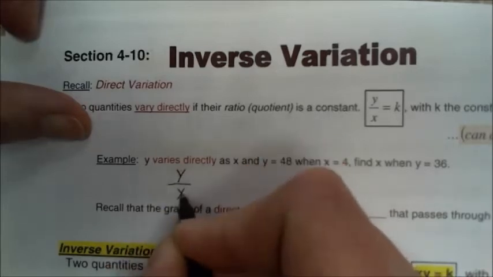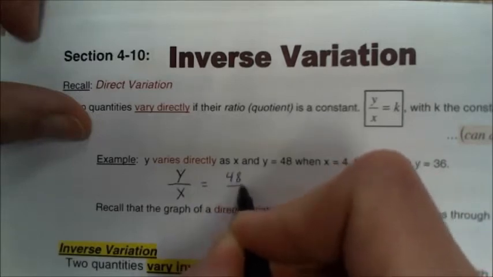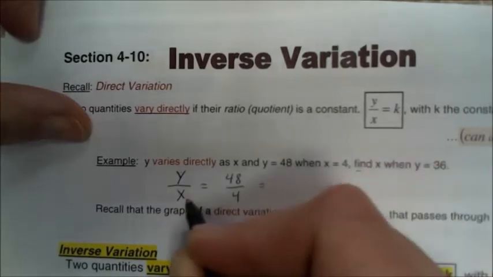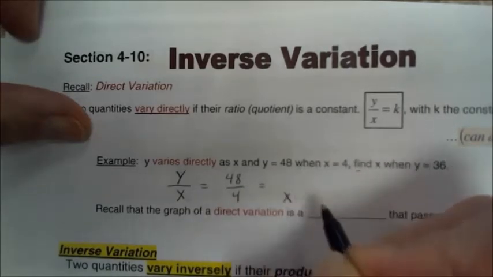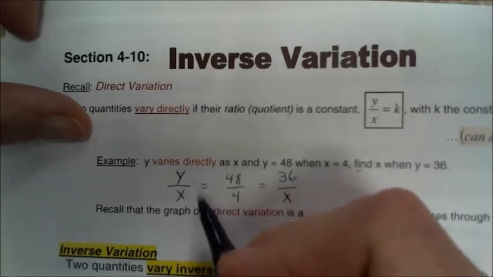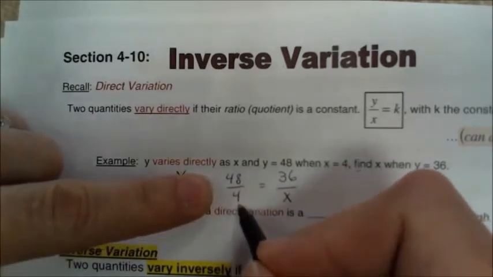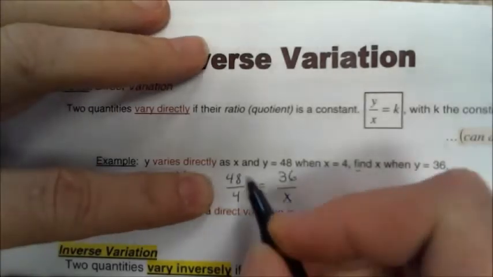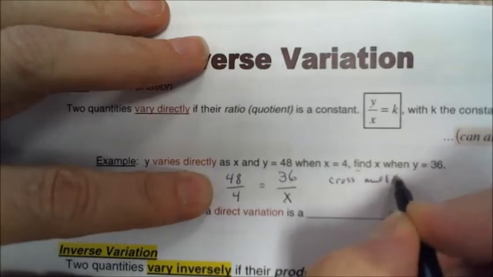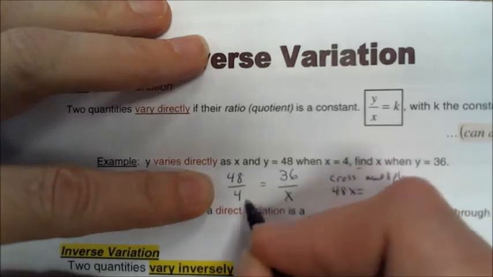Y varies directly as x, and y equals 48 when x equals 4. So you have to find x. Well, remember, x is on the bottom in this case, when y equals 36. So that's how you would set up direct variation. You can just cover this part up and say, let's solve 48 over 4 equals 36 over x. Well, you remember you cross multiply. 48 times x is equal to 36 times 4.